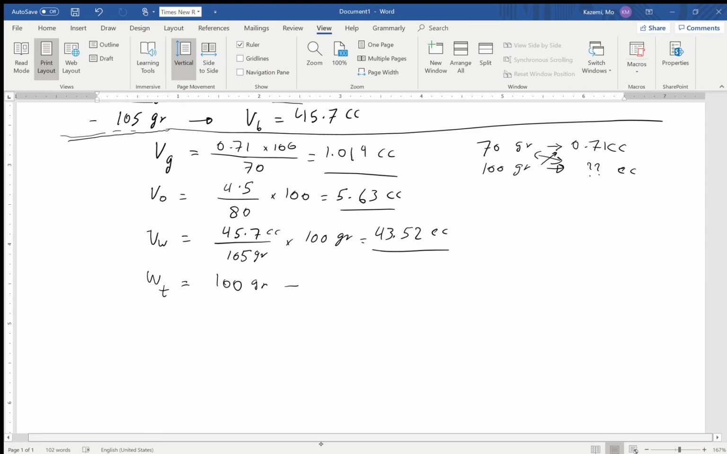Yes, you simply multiply the oil density by the volume of oil, and then you subtract the water density multiplied by the volume of the water, right? So this is the weight of the oil, this is the weight of the water. Okay, let me delete this and put the numbers in. We have 5.63 cc volume of oil here in a 100 gram sample, and the density is 0.85.